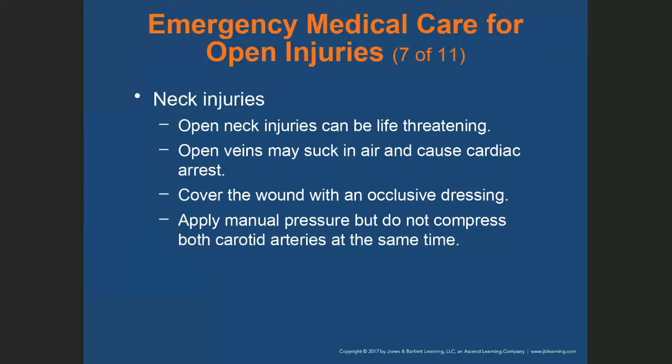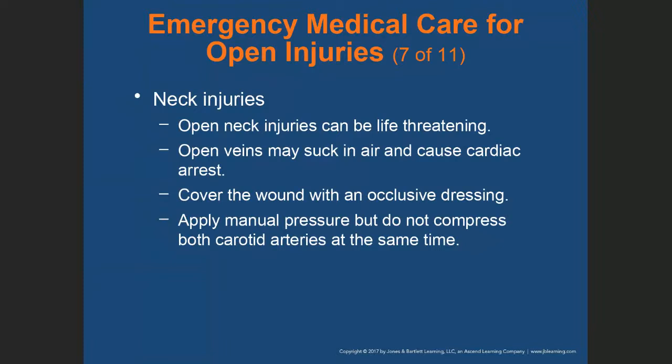Now, neck injuries. Open neck injuries can be life-threatening. Open veins may suck in air and cause cardiac arrest. That's in theory. So in theory, air can be sucked into the veins and create an embolism. That's only in theory. There's no evidence to suggest that that has occurred in the field. So because of that theory, some companies will recommend the use of an occlusive dressing for the neck.